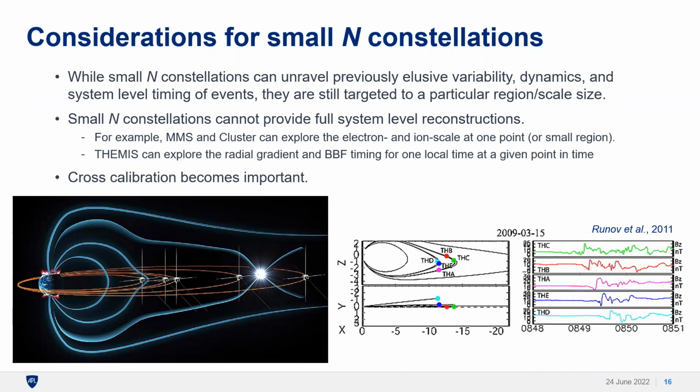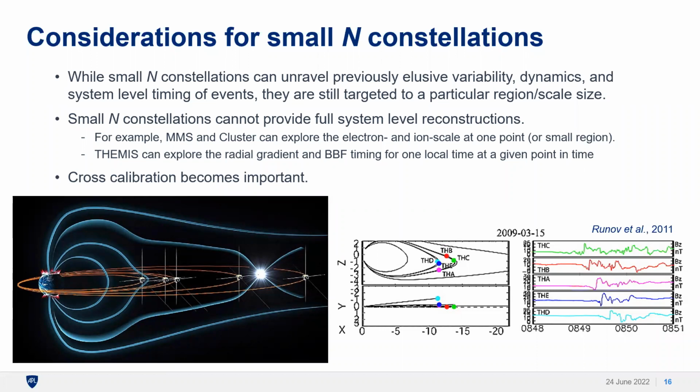Just like that, THEMIS as it was originally envisioned, we can get these nice radial profiles of the tail and look at the timing of bursty bulk flows and try to get at where the substorms are being generated. For all of that, it is still a single line you're getting. And so you're not necessarily painting out any dawn-dusk asymmetries for a single event. Now, statistically, you can go through and try to build that out.